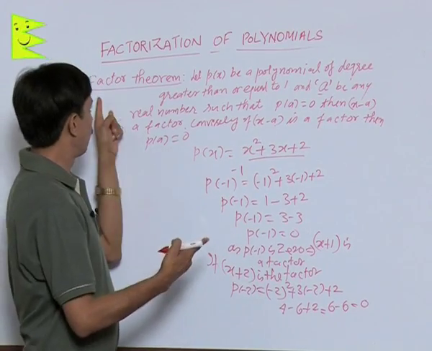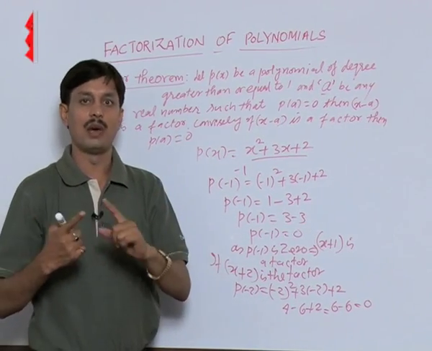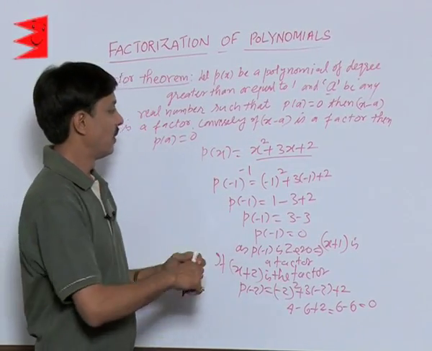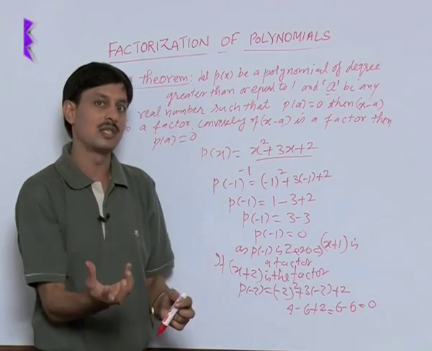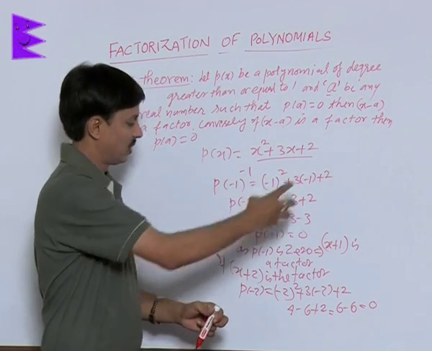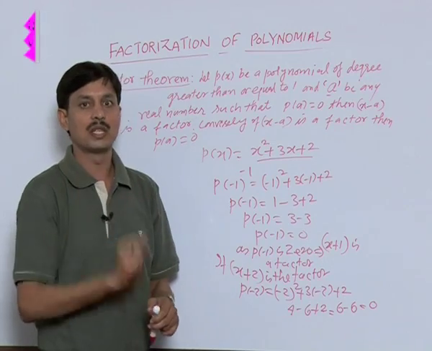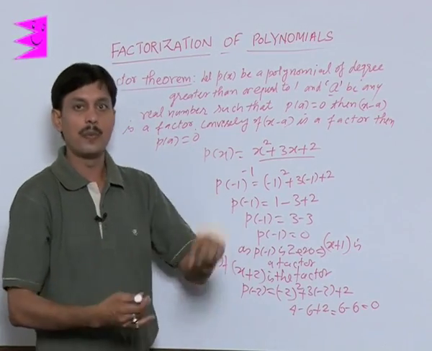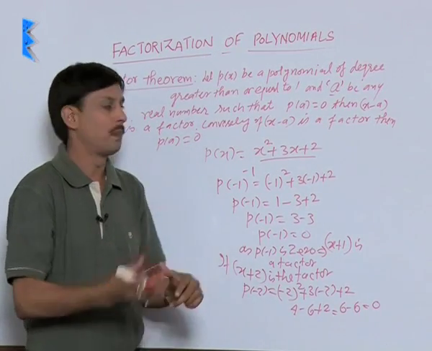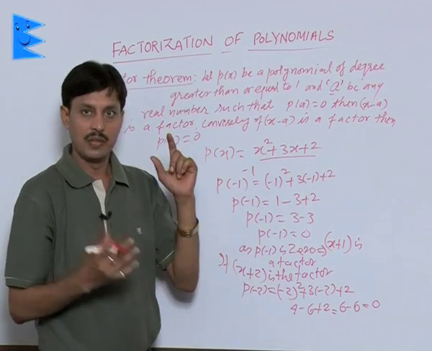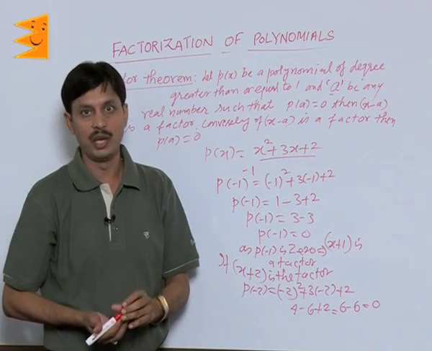So the factor theorem is applicable both ways. That is, if there is a number on which the result becomes 0, that is the first condition, and the second, if a factor is given, then on that particular value so obtained, the answer of the polynomial has to be 0.